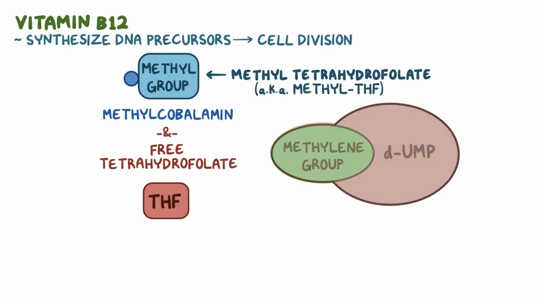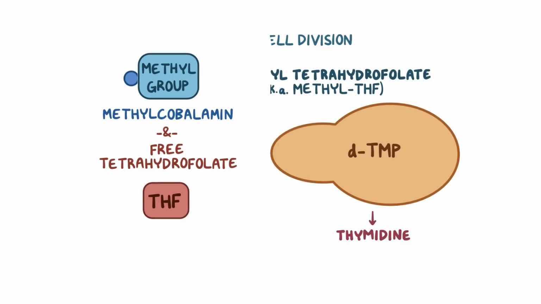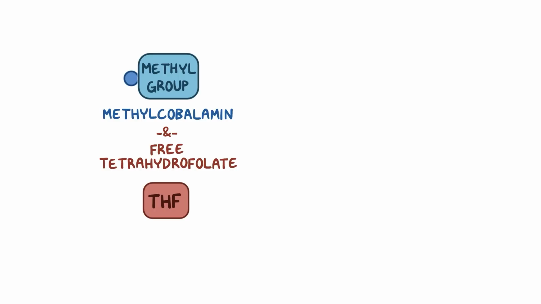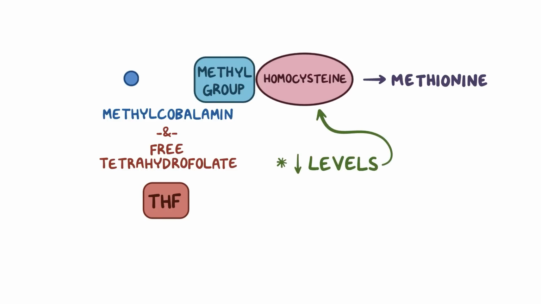As a result, dUMP becomes dTMP, or deoxythymidine monophosphate, which can then be converted to thymidine, one of the nucleotides used to build DNA. Going back, the methylcobalamin that was formed along with the THF transfers its methyl group to homocysteine and converts it into an essential amino acid called methionine, thus lowering the levels of homocysteine in the body, too much of which can be harmful.